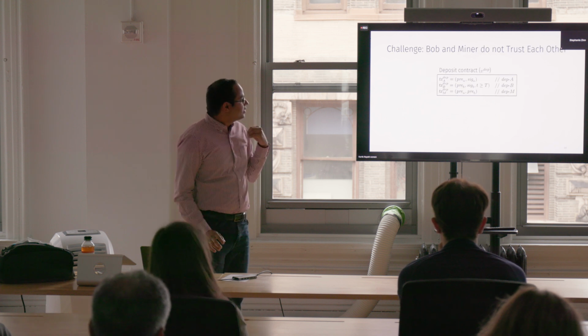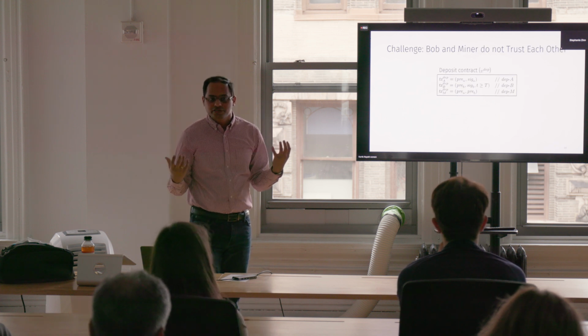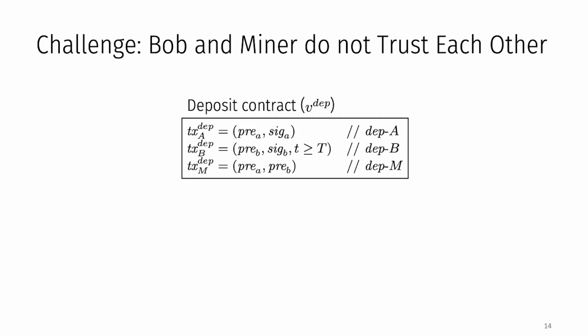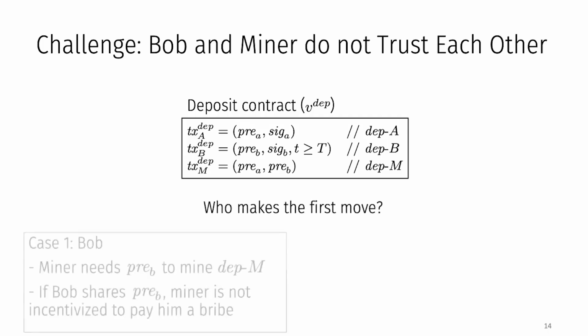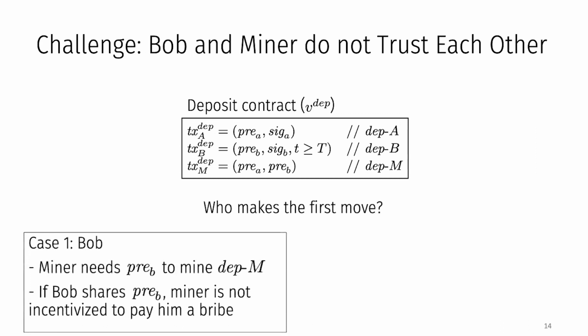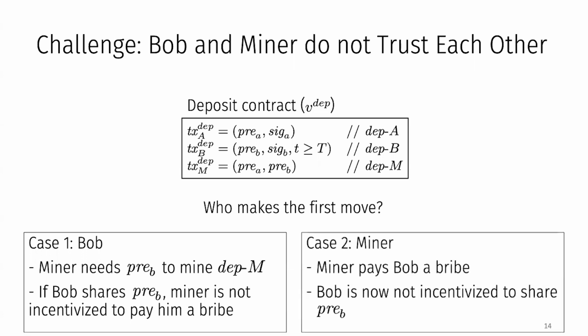The challenge though over here is that Bob and miners do not trust each other. So the question is, who makes the first move to make this happen? If Bob does, note that miners need pre-B to actually mine DEPM. If Bob shares pre-B, then at that point the miner is not incentivized to actually pay him a bribe. On the other hand, if the miner makes the first move, where the miner pays Bob a bribe, at that point Bob is not incentivized to release pre-B. So we need some sort of an exchange mechanism where both of these can happen together.